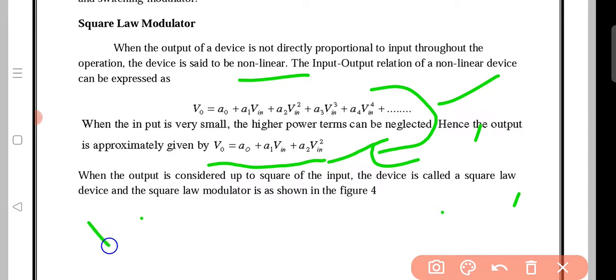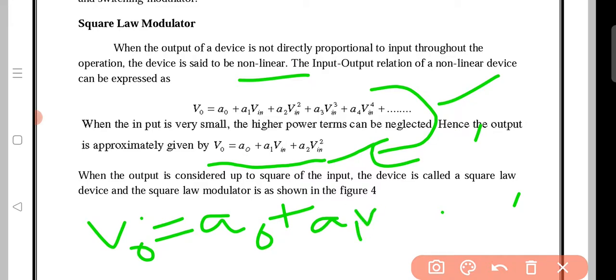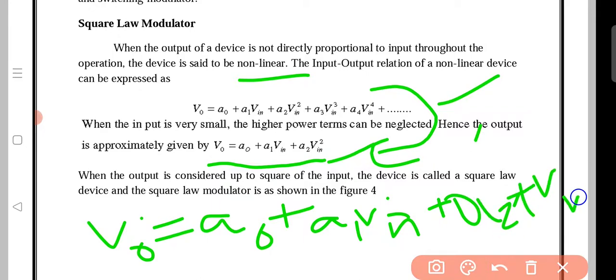So now our relation is a0 + a1 Vin + a2 Vin square, where a0, a1 and a2 are constants. These notations change in different textbooks, so don't get confused. Remember that a0, a1 and a2 are used with different notations by different authors.